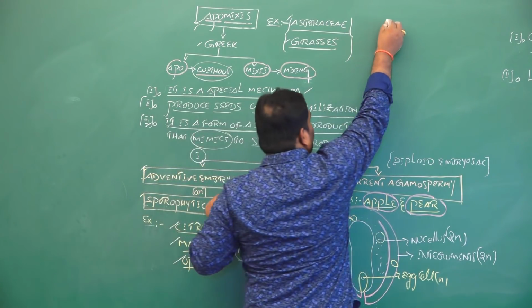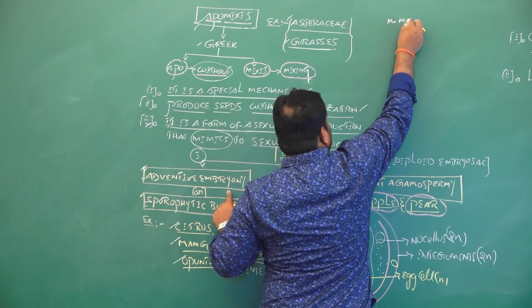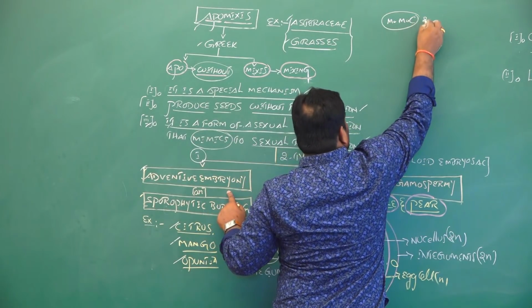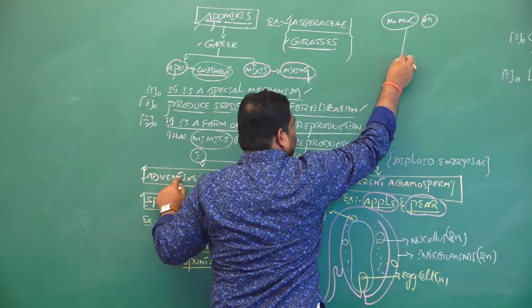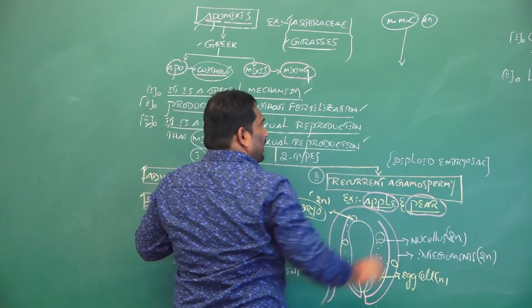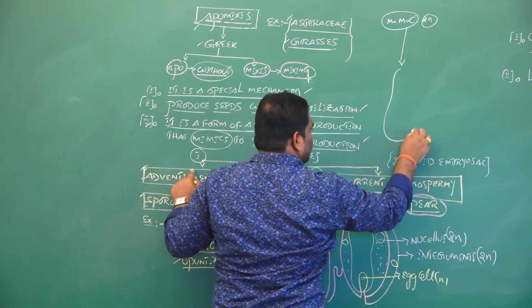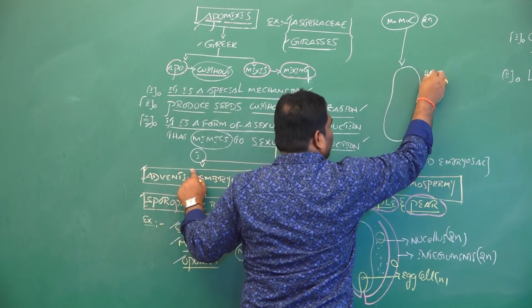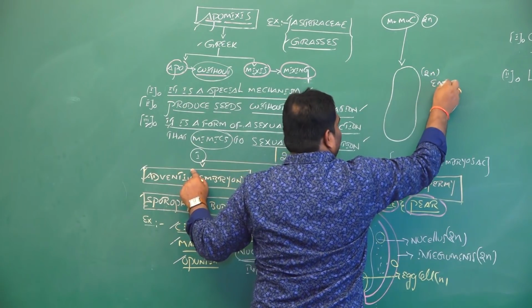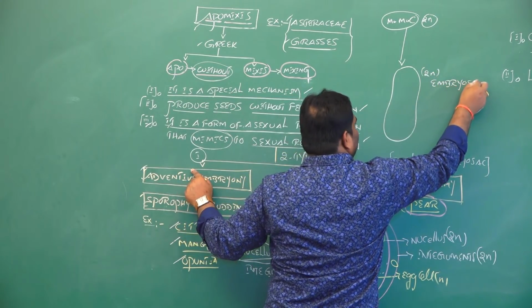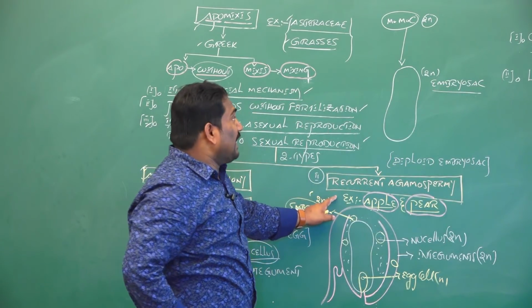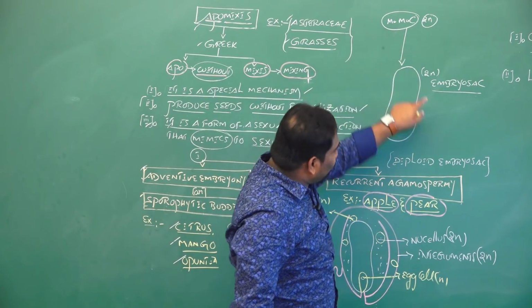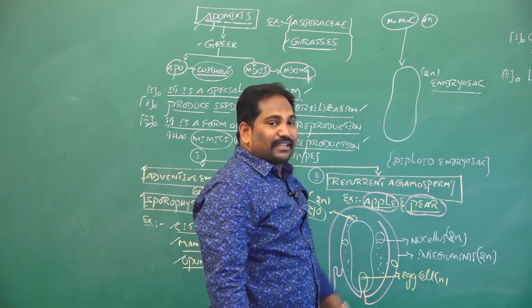Generally, megaspore mother cell is diploid. Clear? Without meiosis, the diploid megaspore mother cell directly develops into a diploid embryo sac. Generally, embryo sac is haploid. But in this method of apomixis, the diploid megaspore mother cell directly develops into diploid embryo sac.